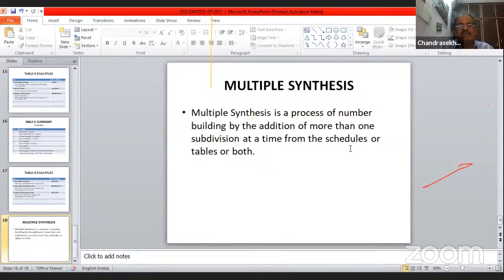If you want to go for complicated ones, then you have to use the instructions for multiple synthesis. For different subject areas, you have to build a number that is called multiple synthesis. That is more complicated. I'm not going into that one. So I gave you a basic idea.